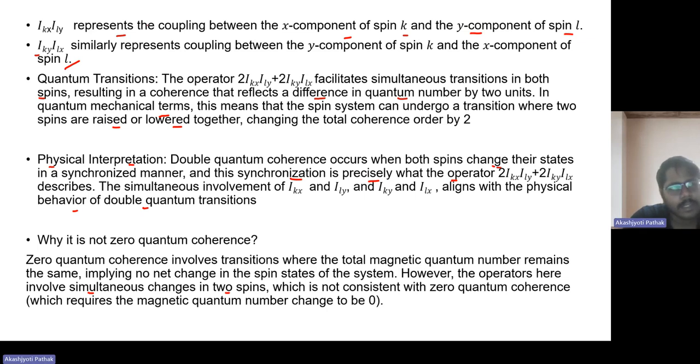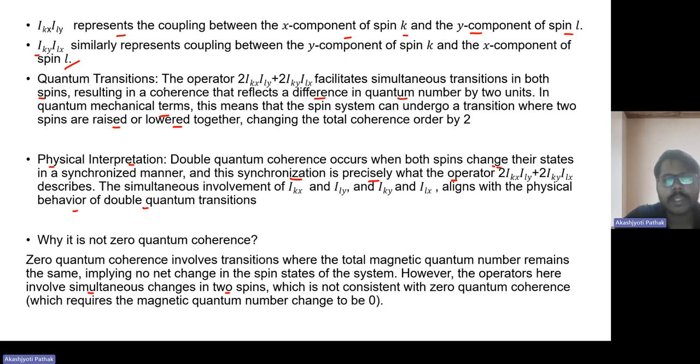This IkxIly represents the coupling between the X component of spin K and the Y component of spin L. And Iky Ilx is similar: it represents the coupling between the Y component of spin K and the X component of spin L. In this case, the quantum transition facilitates the simultaneous transition in both spins, and that results in a coherence that reflects a difference in the quantum number by 2 units.